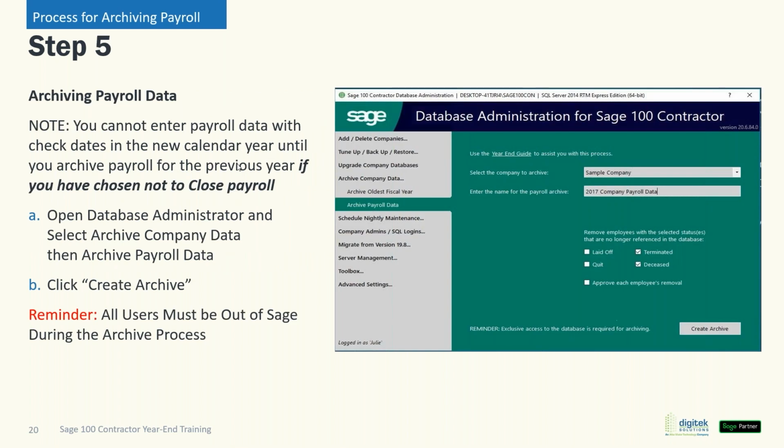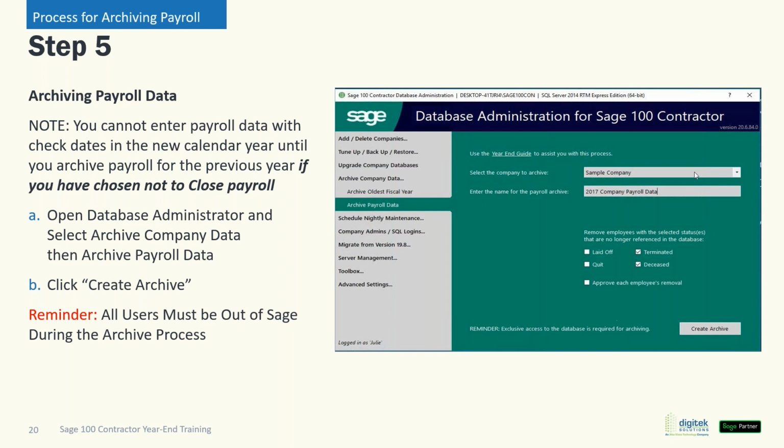All right, so now that we've done that, we are ready to archive the payroll. That's done again in the database administrator, where I showed you how to get to that. We're going to come into Archive Company Data. Now you'll notice there are 2 options here: archive the oldest fiscal year, which basically means your general ledger, or archive your payroll. So you're going to select archive your payroll.